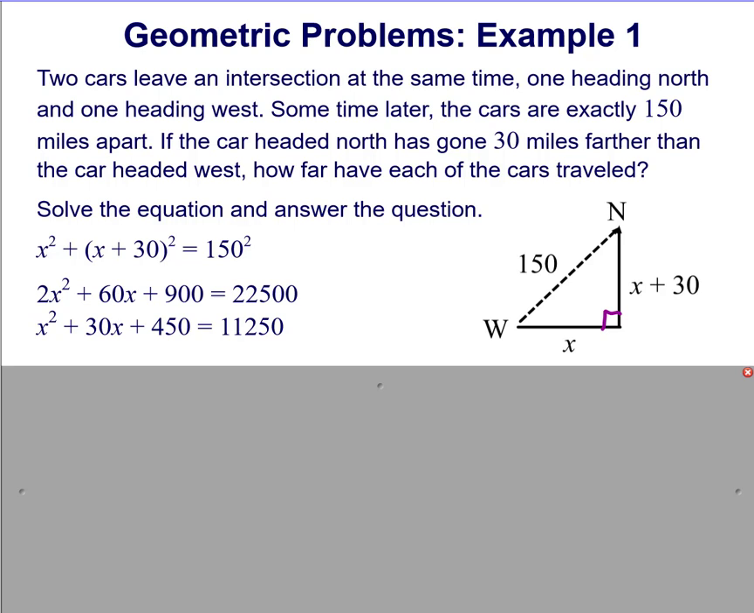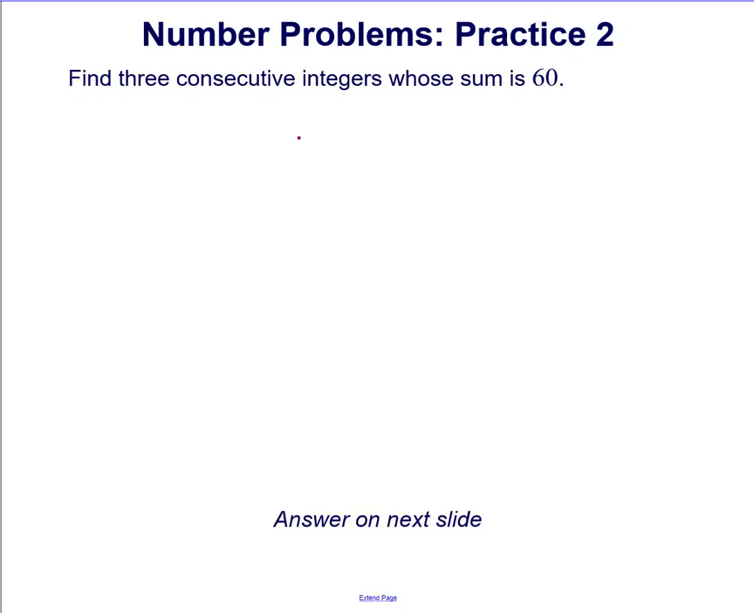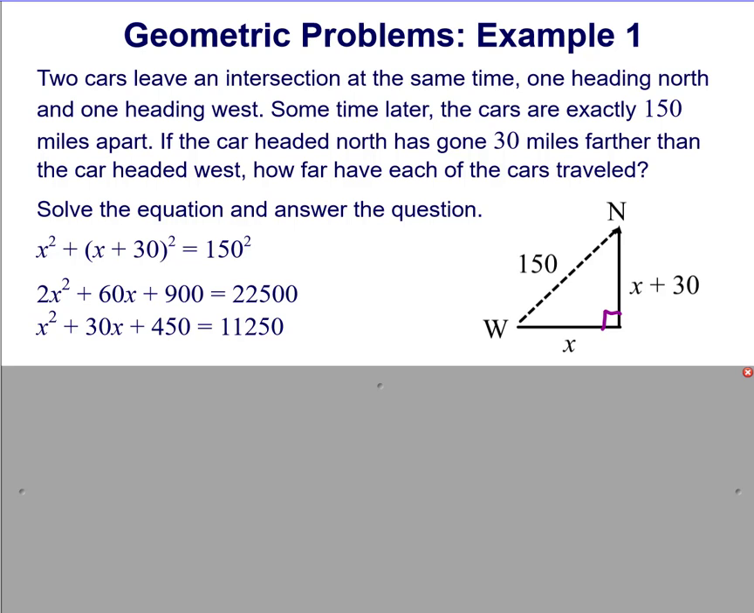Working this out using our algebraic techniques, we end up with the equation 2x squared plus 60x plus 900 is equal to 22,500. We now have a quadratic. Since everything is even, I can divide it by 2, and that's nice because that gives us a coefficient of 1 right up here in front of the x squared, and we have a simpler version of this quadratic equation. X squared plus 30x plus 450 is equal to 11,250.